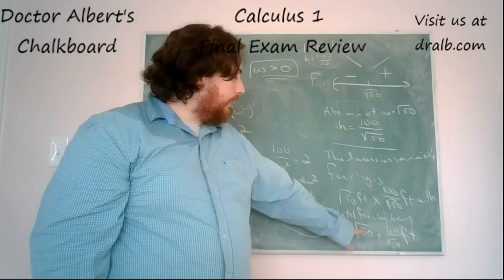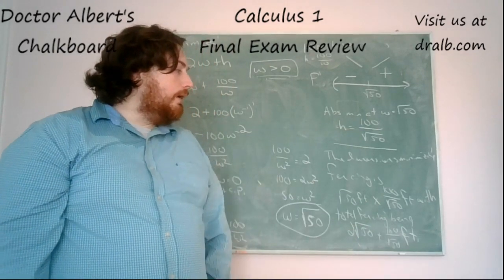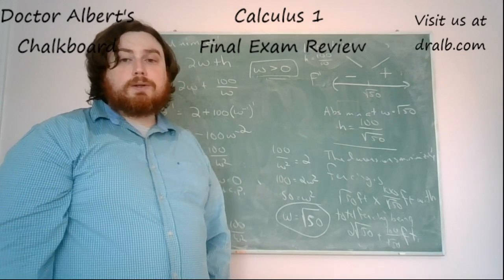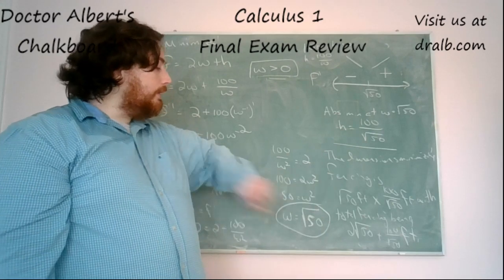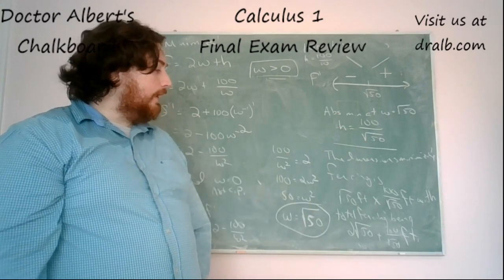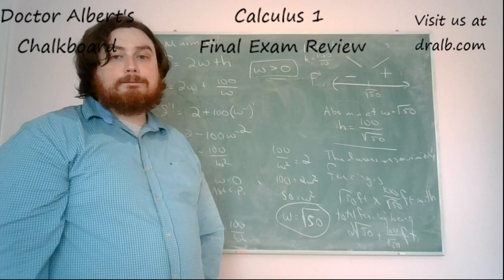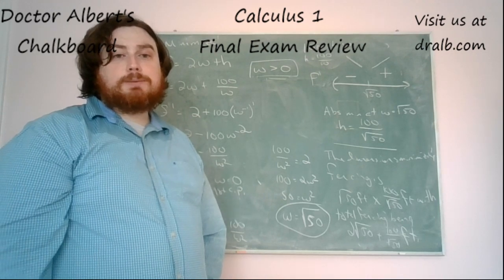Now, the only thing I want to point out here is that I'm using square root of 50 and 100 over square root of 50 just because I don't have a calculator with me and it's easier to write those down. But you're welcome to use a calculator, get those out as decimals and write those in so that you have your answer there. Does that help out with the optimization?